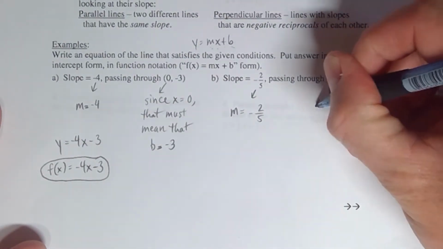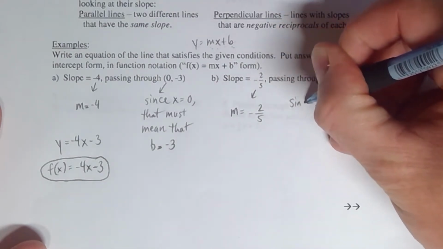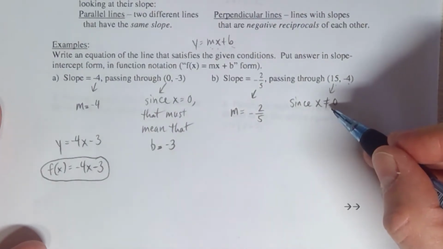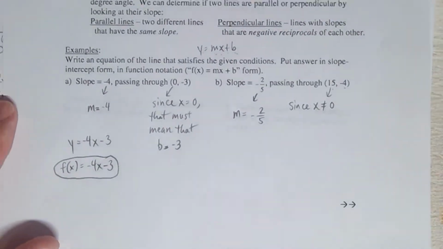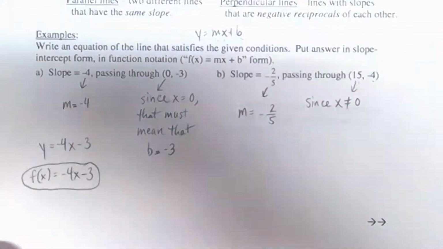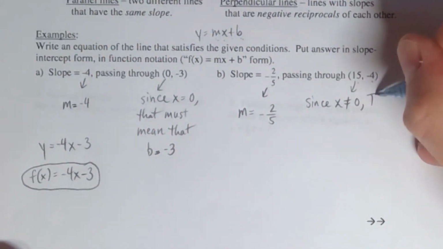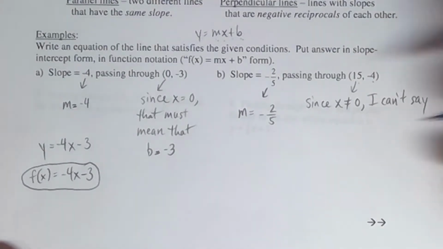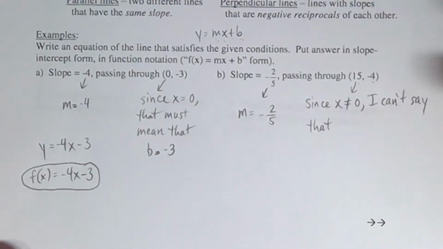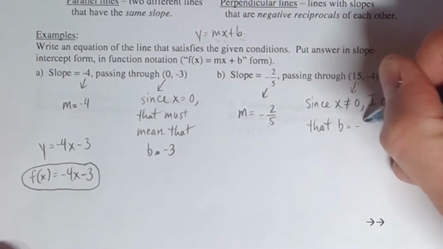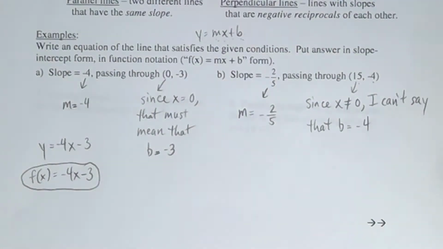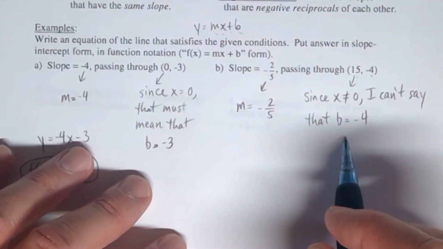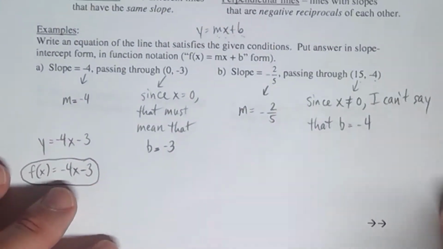Since x is not 0, and when I put a slash through the equal sign right there, that means not equal to, as you can imagine. Since x is not equal to 0, I can't say what? I cannot say that b is equal to -4. I'd like to, but I just can't do it. So I know what the m is, but I don't know what the b is. I'm not allowed to say that it's -4.